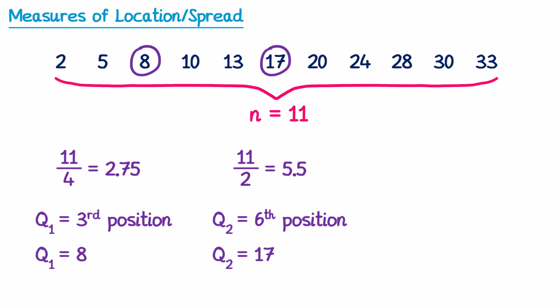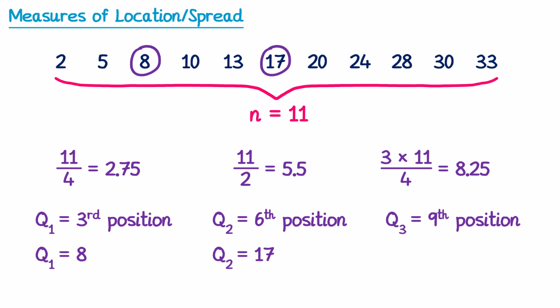So Q2 is 17. And finally, for Q3, the upper quartile, we do 3/4 of n, and this is 8.25. Once again, not an integer, so we round up to 9. So Q3, the upper quartile, will be in the 9th position. If you count through 9 numbers in the list, you end up at 28. So the upper quartile is 28.